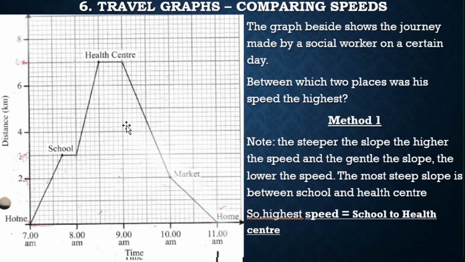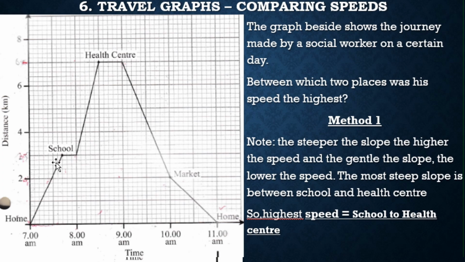Now, number 6, still on comparing speeds. The graph beside shows the journey made by a social worker on a certain day. Between which two places was his speed the highest? So in this case, we are looking for the highest speed. And in method 1, we are supposed to look at the steepest slope, the one which is very steep. The steeper the slope, the higher the speed.